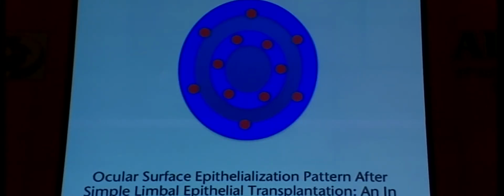These were the clinical pictures of fluorescein stain, which was demonstrating how the ocular surface had re-epithelialized after doing the SLET. So how does this work? There's a beautiful study published by our group.